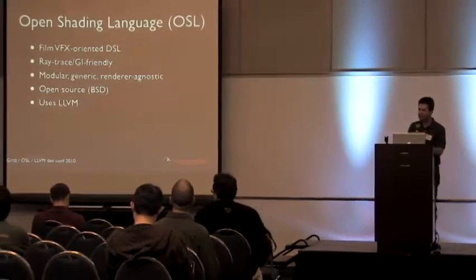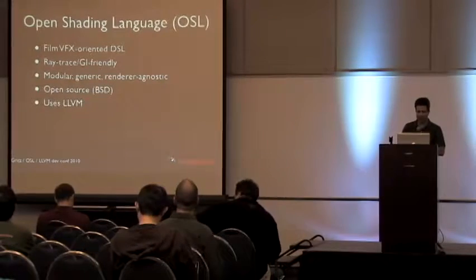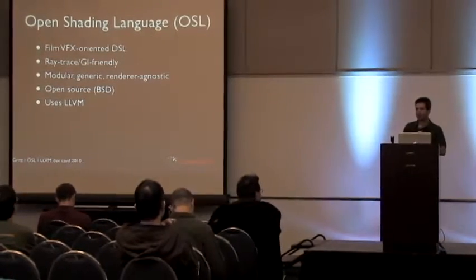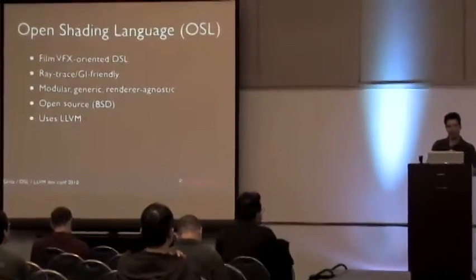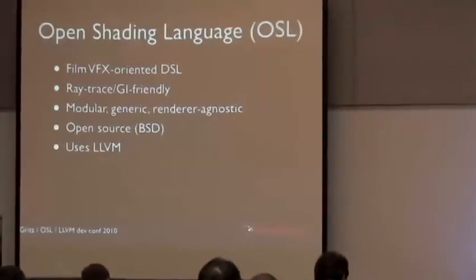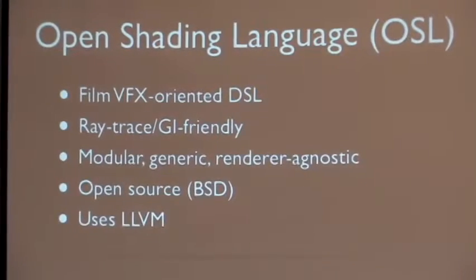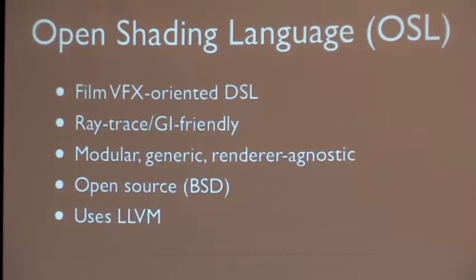A project we've been working on recently we call Open Shading Language, which is a domain-specific language for describing materials and lights and other such things for a high-end rendering system. It's oriented around a ray tracing and global illumination renderer and sort of takes that as a central tenet.